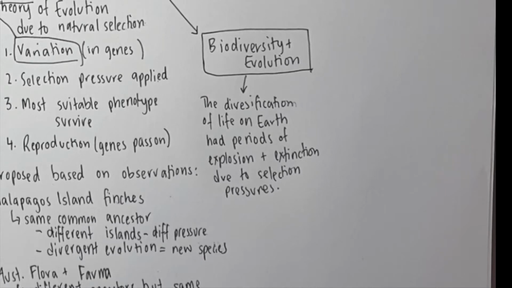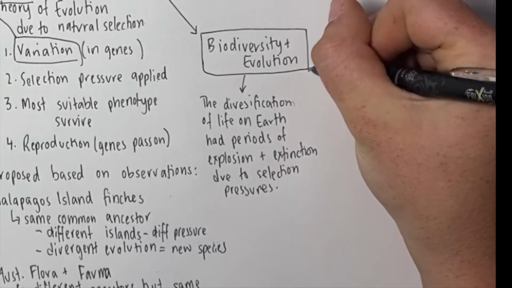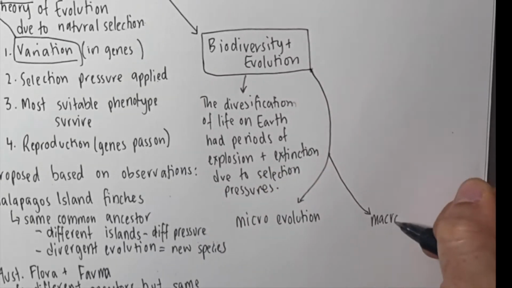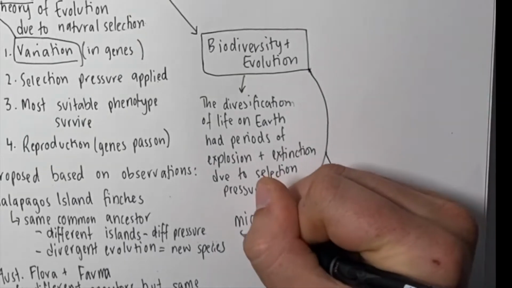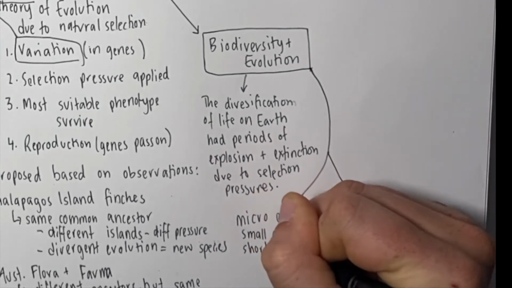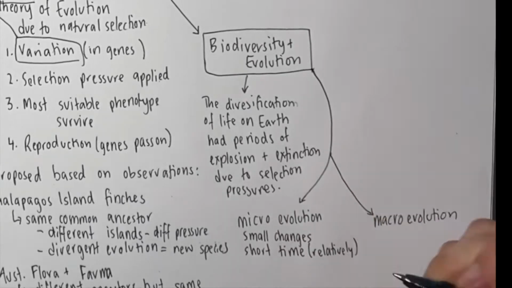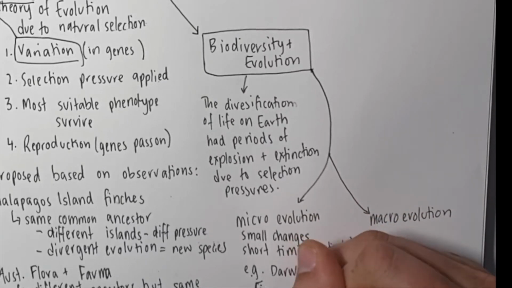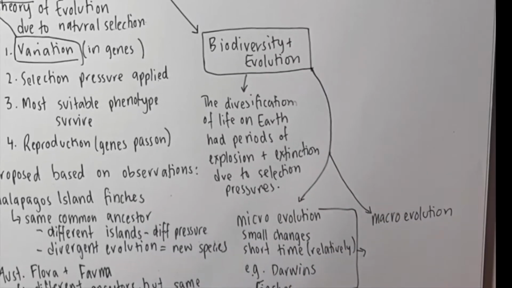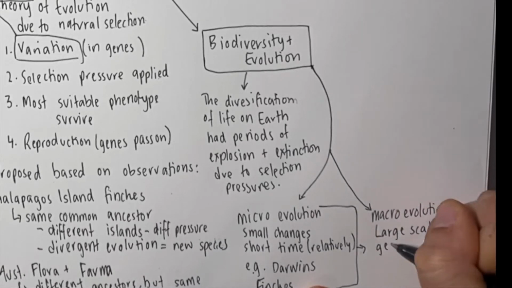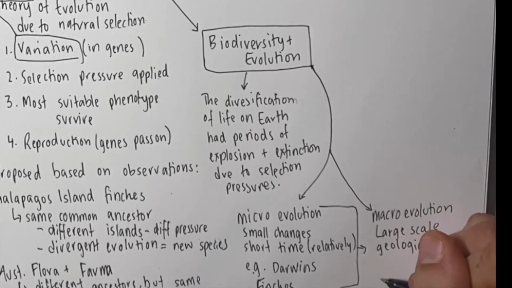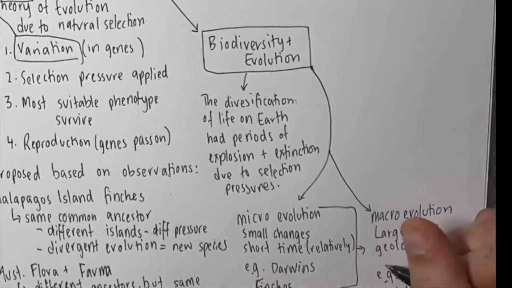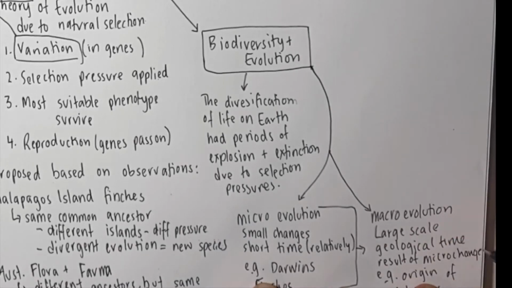Micro and macro evolution. Microevolution is found in small changes over relatively short periods of time, and an example of that would be Darwin's finches, which are an example of adaptive radiation, where a common ancestor resulted in a large number of different species. Macroevolution is large-scale changes, so whole new species or whole new features within the species developing over a geological timescale. It can be due to the accumulation of microevolutionary changes as well.